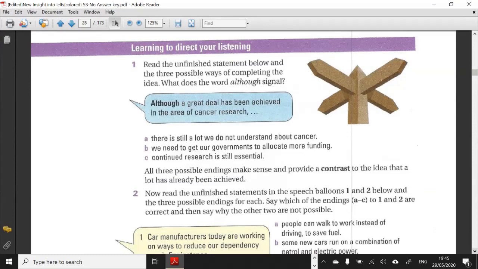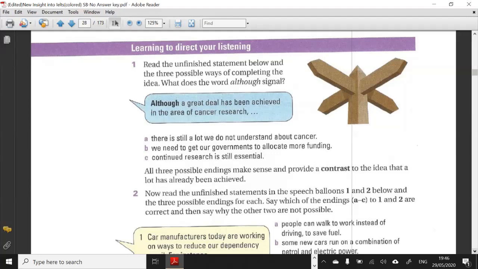Learning to direct your listening. Read the unfinished statement below and the 3 possible ways of completing the idea. What does the word although signal? Here is the word although. Although a great deal has been achieved in the area of cancer research, and the sentence goes on. A, there is still a lot we do not understand about cancer. B, we need to get our governments to allocate more funding. C, continued research is still essential.